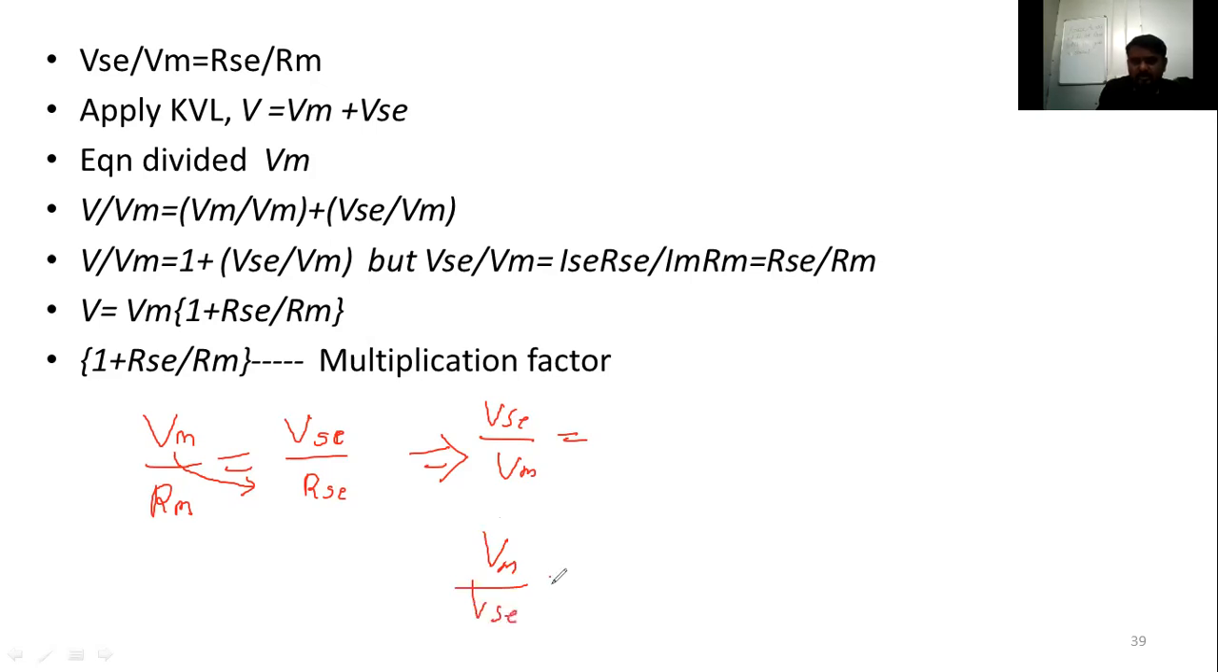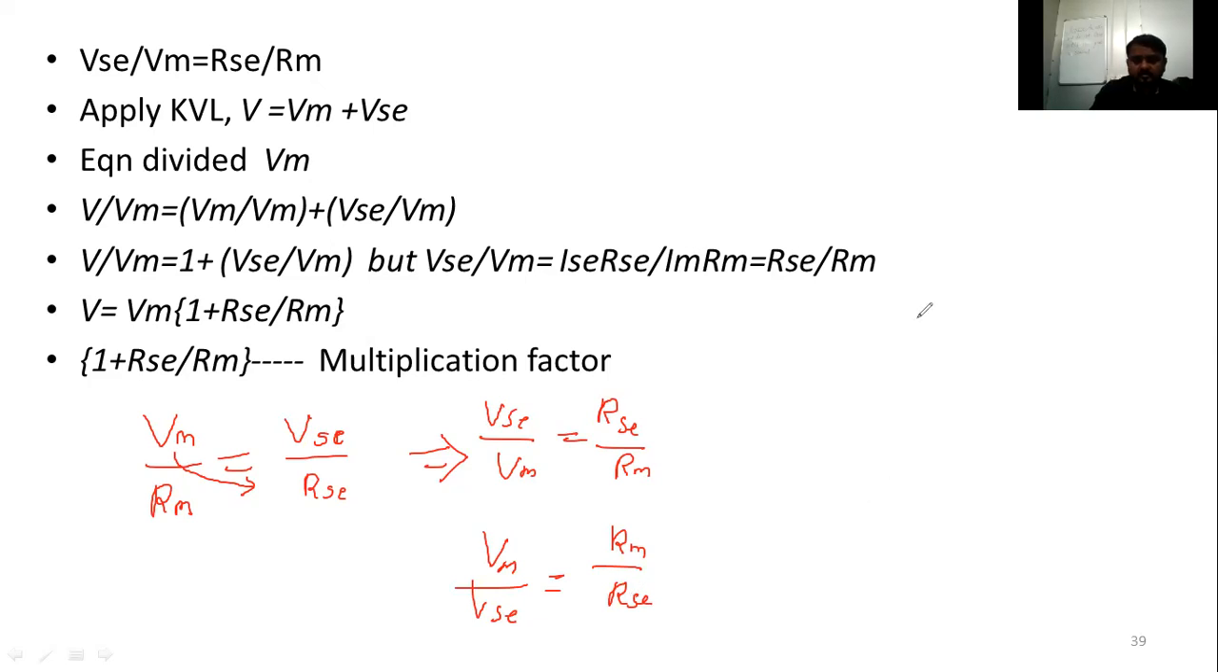Vm by VSC also, but the resistance value will change here. See here, Vm by VSC we have sent here means this term will go into the numerator. So here it will come RSC divided by Rm. But Vm by VSC is nothing but Rm divided by RSC. Both the equations are correct only. We can write anything here. Is it clear? Yes, sir. Any one equation you can use here.